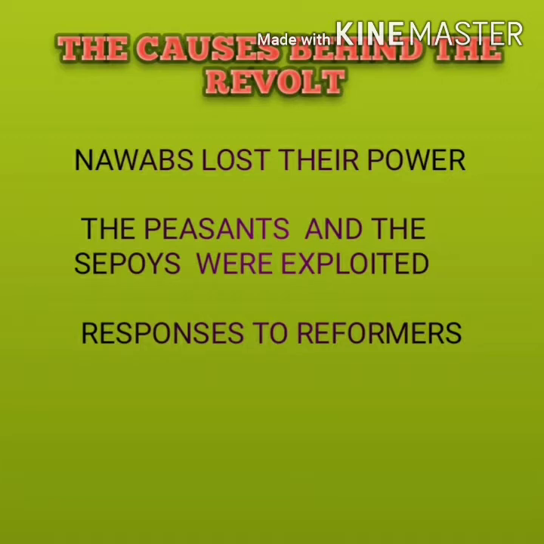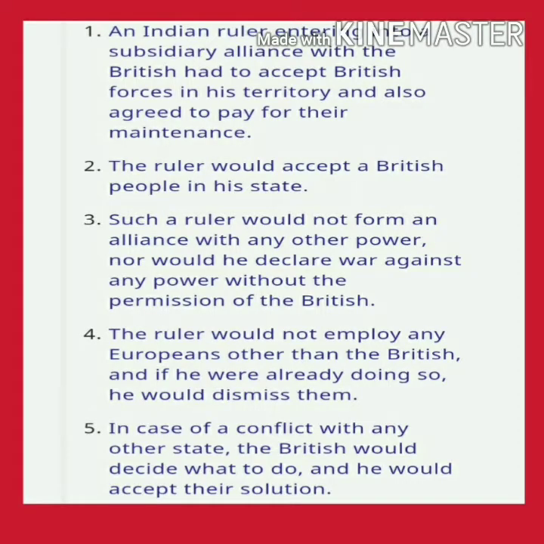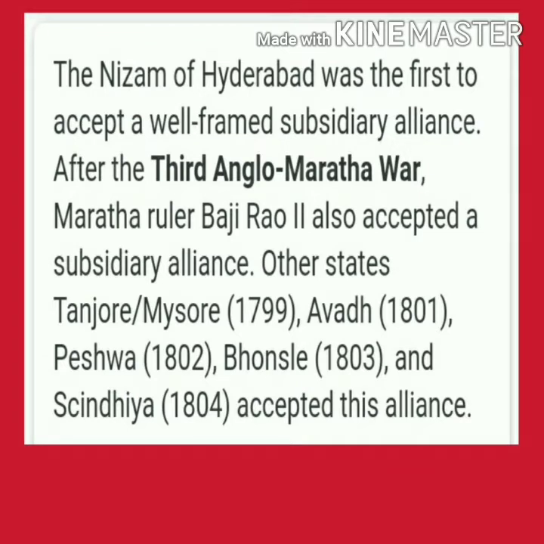Nawabs lost their power. Nawabs and Rajas had lost their power since the mid-18th century. They lost their honor, power and freedom. Their armed forces were disbanded, and the British got the power of collecting revenue. By their policies, subsidiary alliances and doctrine of lapse, the British government annexed their kingdoms.